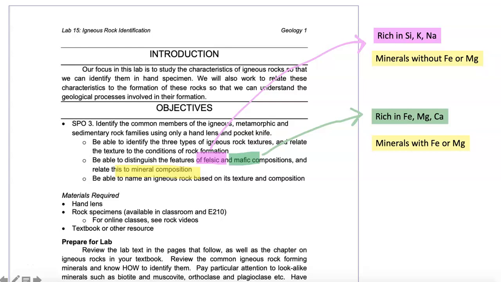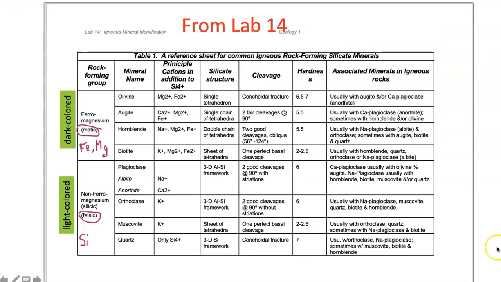We left off in part 1 with this page right here, looking at the second bullet point under our objectives of distinguishing composition. And composition is related to the atoms that are within different minerals. If you remember from Lab 14 where we looked at igneous minerals, we had our minerals grouped into dark colored or mafic minerals, and that included olivine, augite, hornblende, and biotite, and the light colored or felsic minerals, and that included plagioclase, orthoclase, which are both feldspars, muscovite, and quartz.